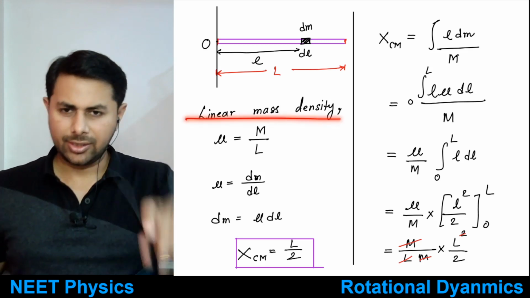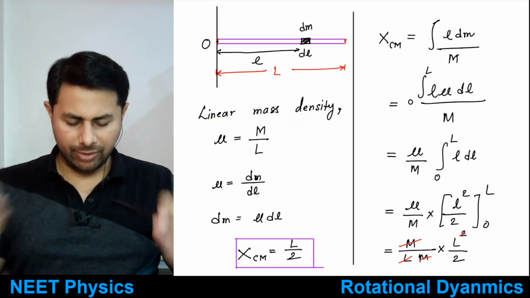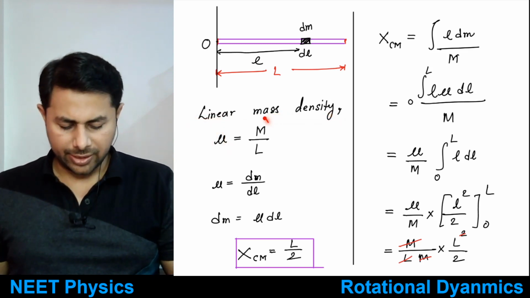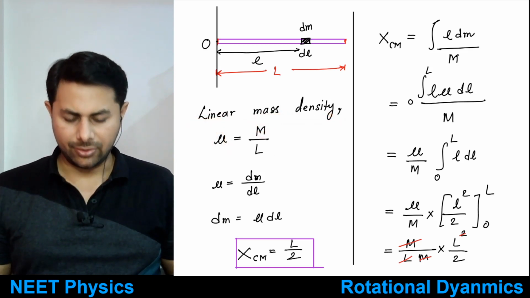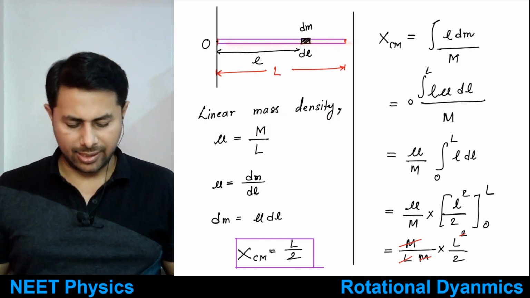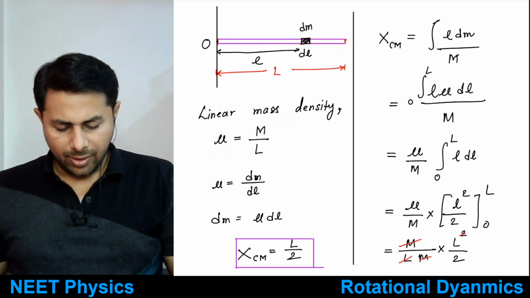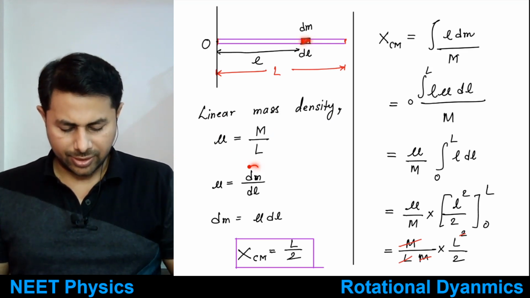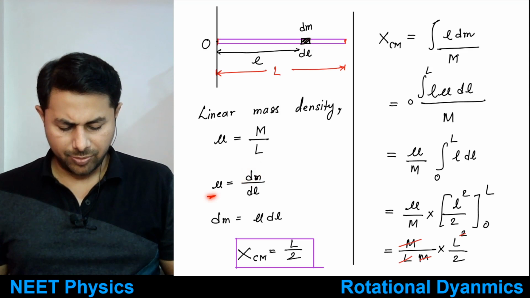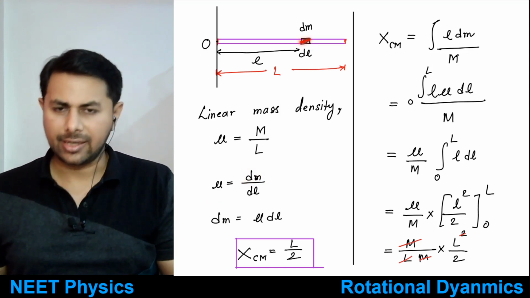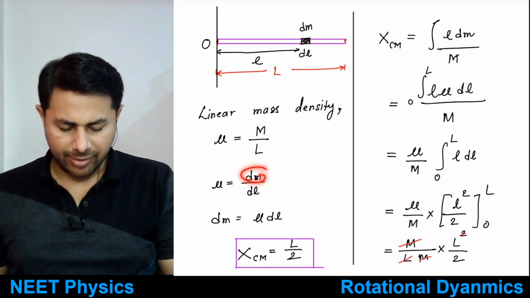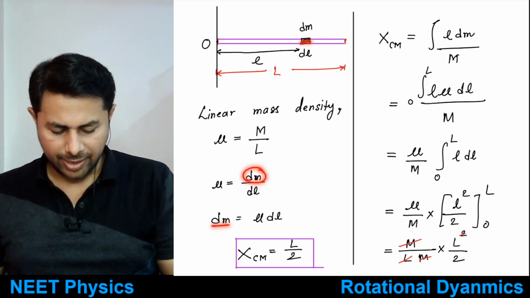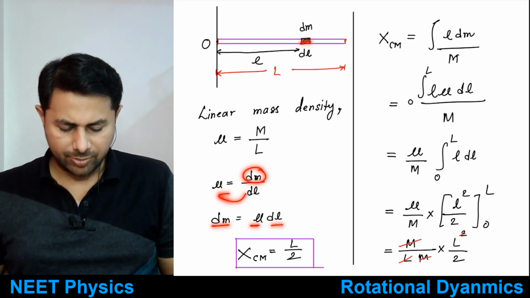This is a linear body, so I will define its linear mass density, mu, is equal to its mass divided by length. Okay, mu is equal to mass divided by length. Now suppose I take a small piece of this pen, so dm is the mass of that piece. For this piece I can write mu as mass upon length, dm divided by its length dl. So dm is equal to mu times dl.